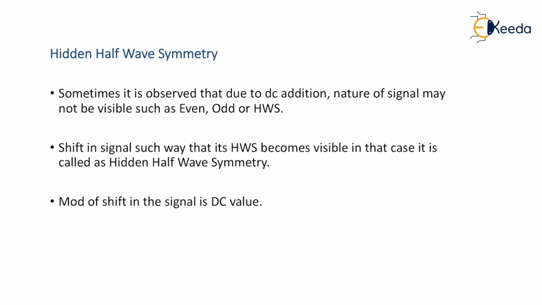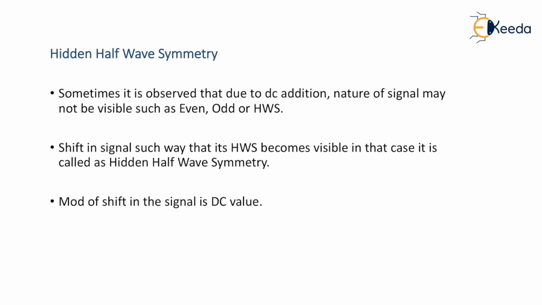Half wave symmetry means the condition should be satisfied, that is, x of t plus minus T by 2 should become equal to minus of x of t. If the given condition is satisfied, then the x of t signal is a half wave symmetry signal, and under a half wave symmetry signal, we always get DC value equal to 0. Secondly, in its Fourier series, we get only odd harmonic components, that is omega naught, 3 omega naught, 5 omega naught, 7 omega naught, and so on. That is, all even harmonic components are always equal to 0. So now that I understand what is meant by half wave symmetry, let us understand a new term, hidden half wave symmetry.